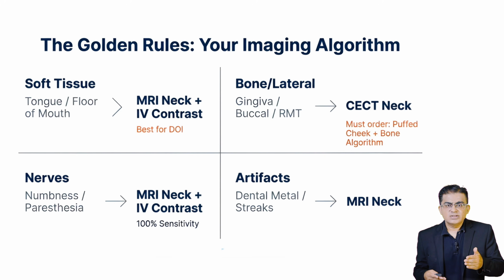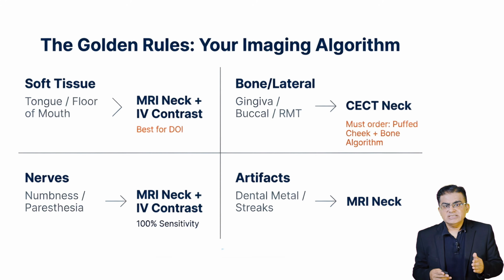So here is my advice for the resident on Viva. If you get a tongue cancer case and you say, I would like to do MRI, and your examiner gets upset and asks, why not CT scan? Do not argue. Do not defend strongly. Answer, yes sir, ideally I want an MRI, but CECT is also a valid option if there are logistics or financial issues. It will still give us good information, though MRI is superior for soft tissue.